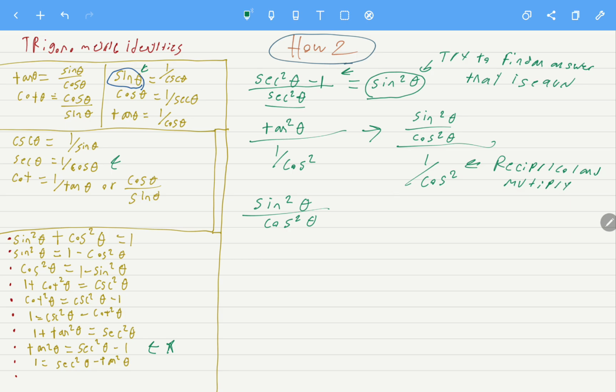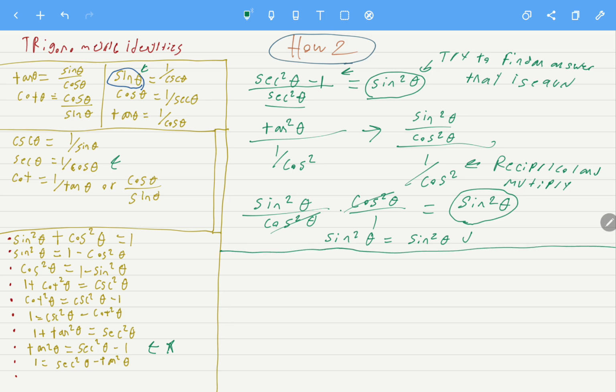So we reciprocal this, we go cosine squared theta over 1 times. Now we have something that we can cross out. We cross this out, and now we have sine squared theta. We got our answer, our one single identity. And now sine squared theta is equal to sine squared theta. See? That checks out. That is how you prove an identity. This is the basic fundamentals of how you prove an identity.